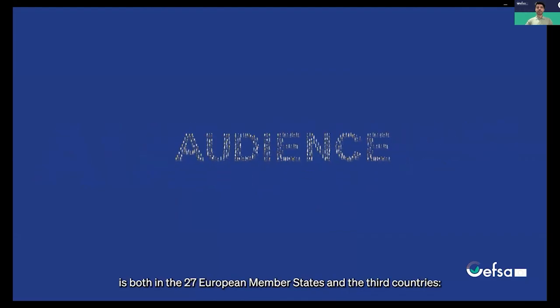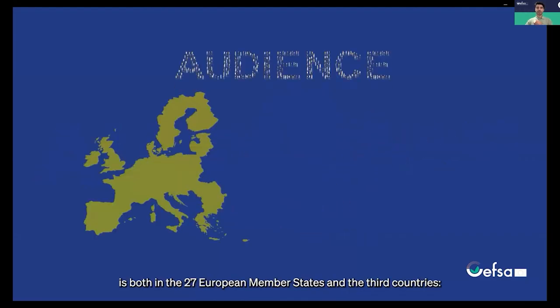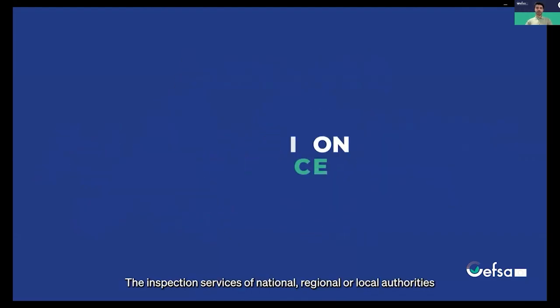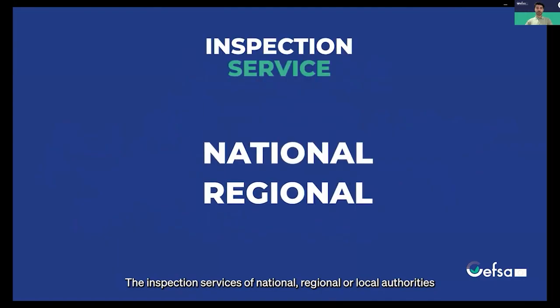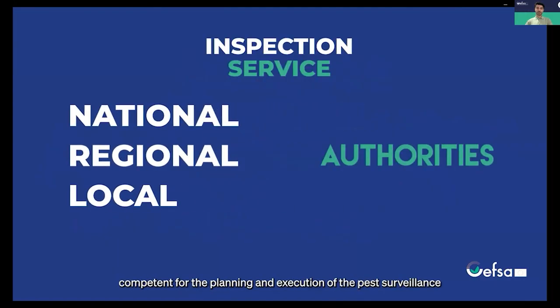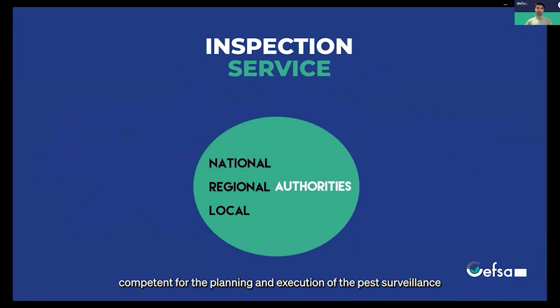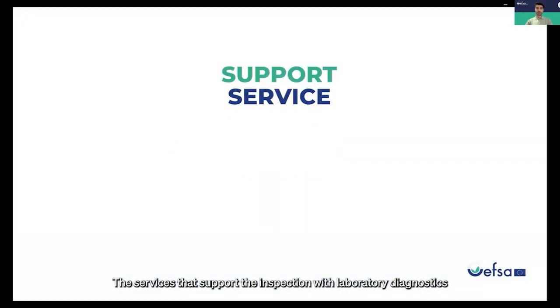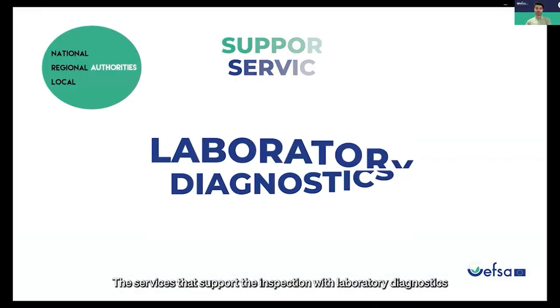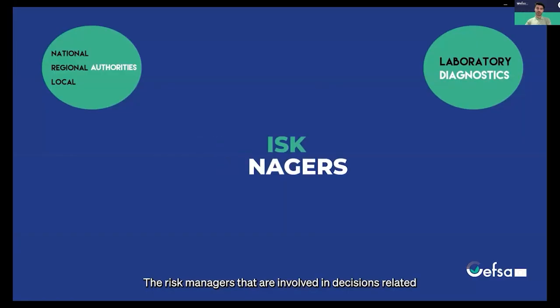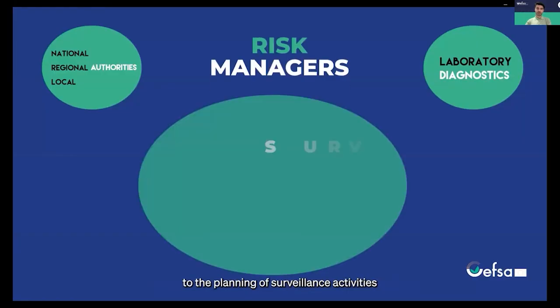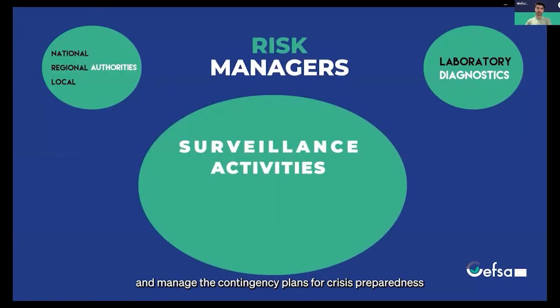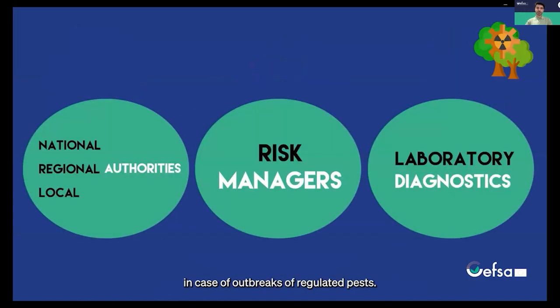The target audience of this initiative is both in the 27 European member states and the third countries. The inspection services of national, regional, or local authorities competent for the planning and execution of the pest surveillance, the services that support the inspection with laboratory diagnostics, the risk managers that are involved in decisions related to the planning of surveillance activities, and manage the contingency plans for crisis preparedness in case of outbreaks of regulated pests.